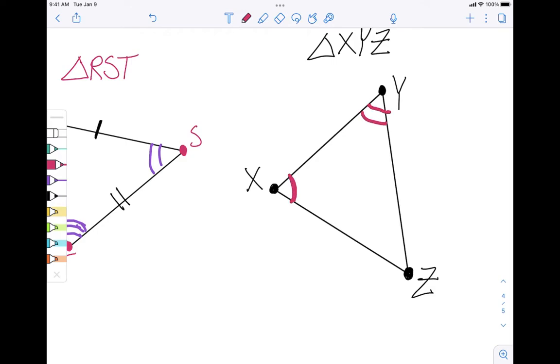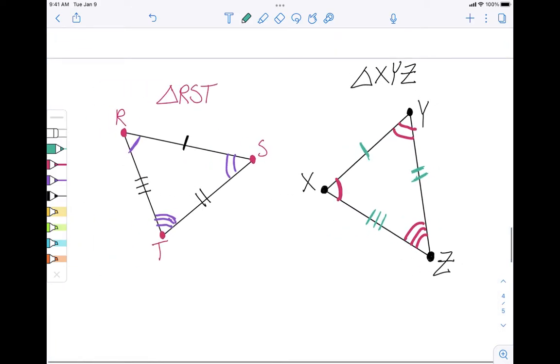Angle Y is 2 dash arcs, and angle Z is 3 arcs, right? So that means that our sides are: XY is first, so that's our single dash. YZ is second, 2 dashes, see? And finally, our third side, of course, is going to be 3 dashes, just like that, right?